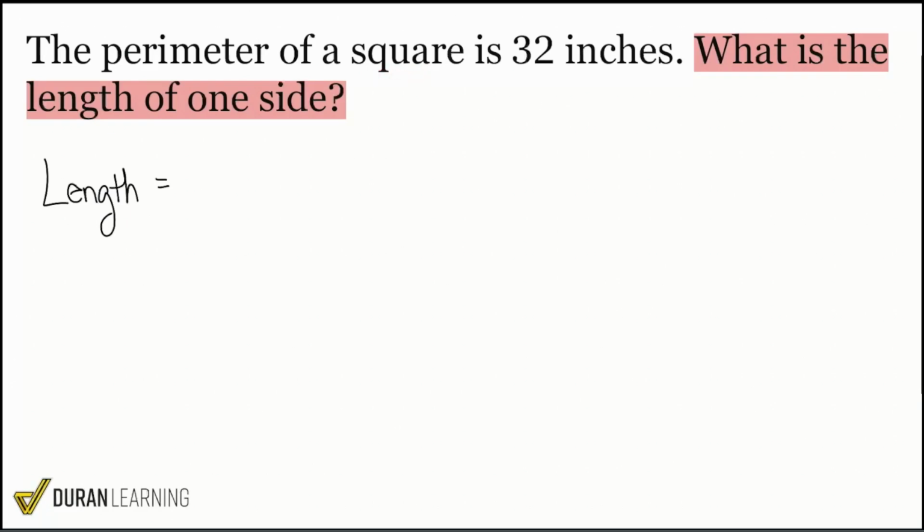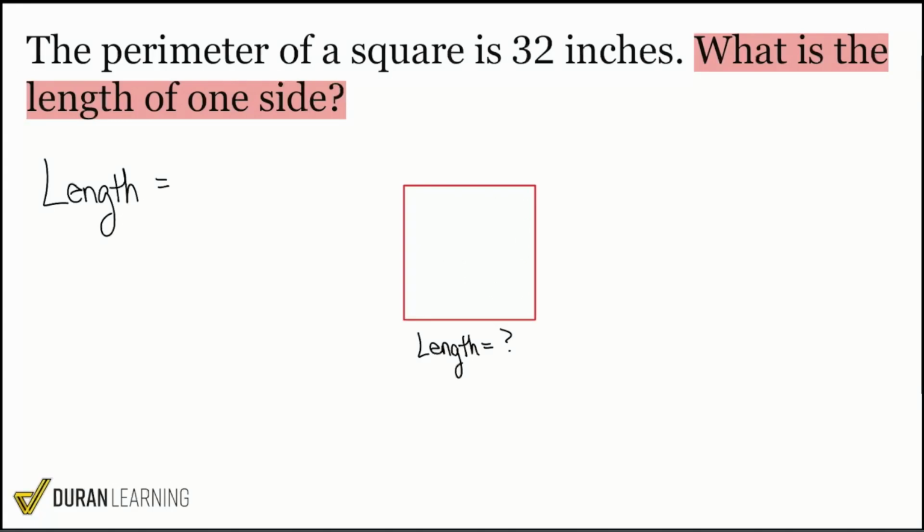Now, everybody, what information do we have about this square? Oh, we have it's 32 inches. What do you mean it? Be specific. If you're trying to teach yourself, you have got to speak as if you're teaching somebody else. So 32 inches, what is that? What does that mean? Yeah, perimeter.